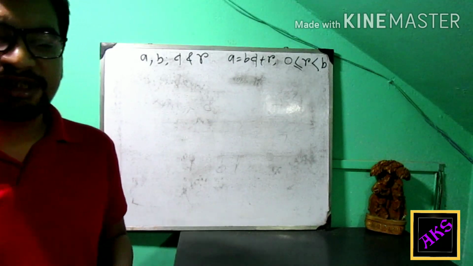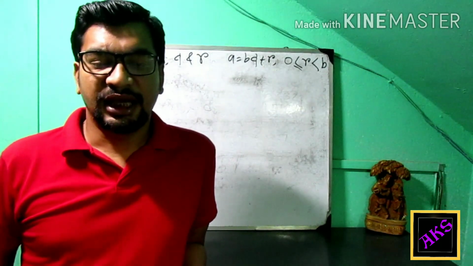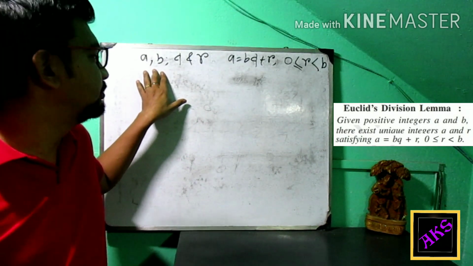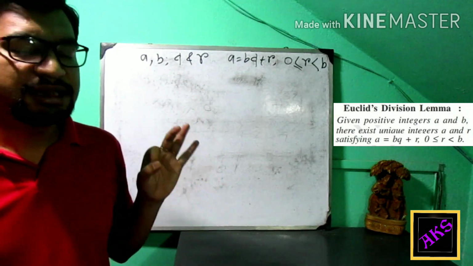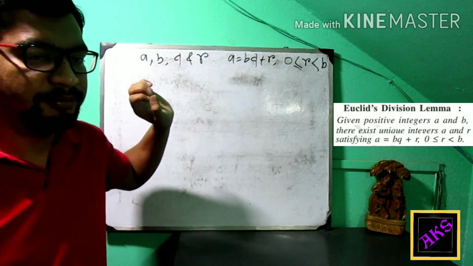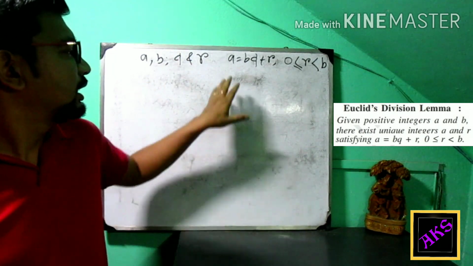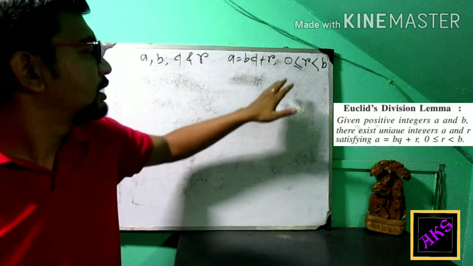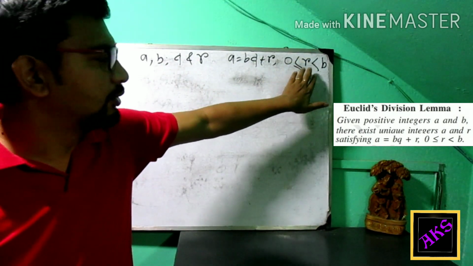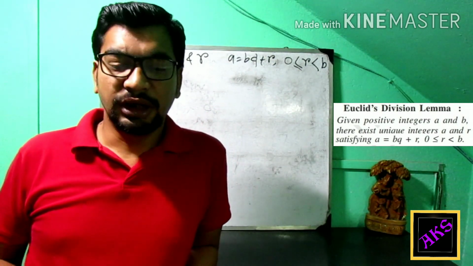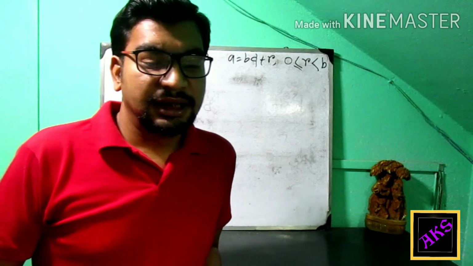So what does it state? It states that for any two given positive numbers a and b, there exist unique whole numbers q and r such that a equal to bq plus r, where 0 less than or equal to r less than b. Clear? Let's take an example.